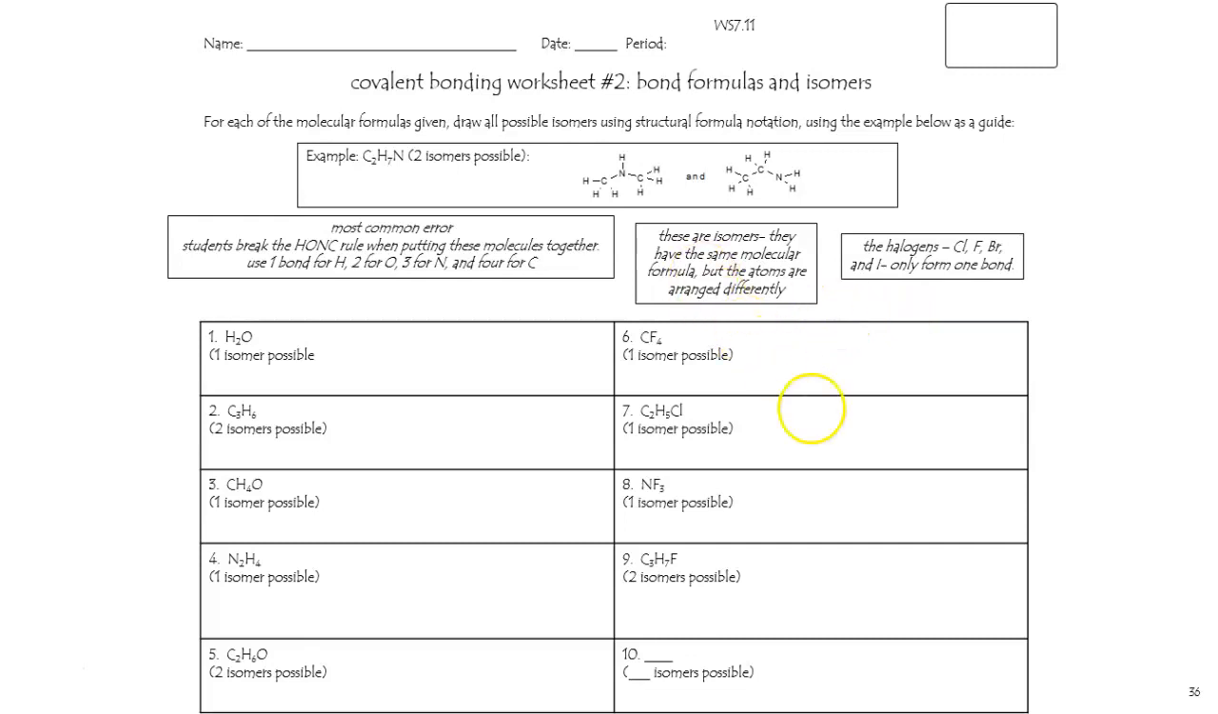An isomer means that it has the same molecular formula, but it's arranged differently in space. Clearly, this is a different molecule than this. There's only one way to draw H2O, and I'm sure you know. HOH with two lone pairs on the oxygen, which I did not show.